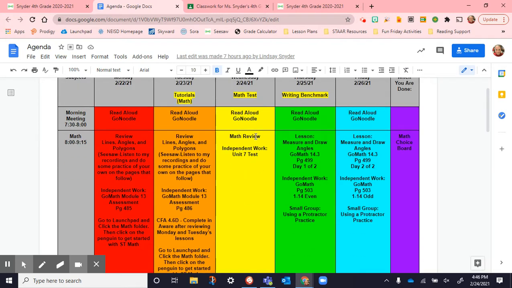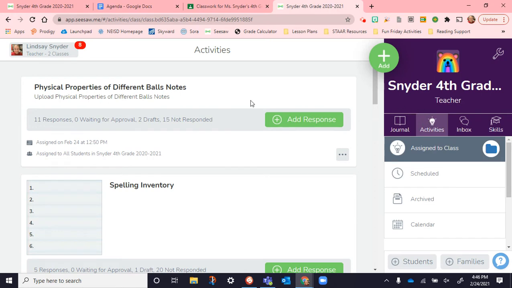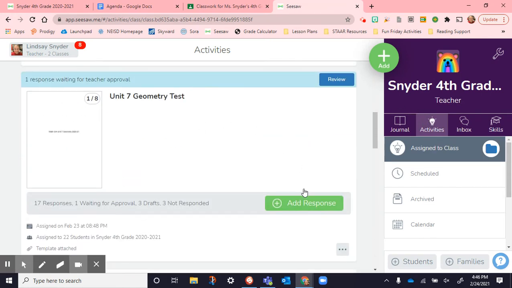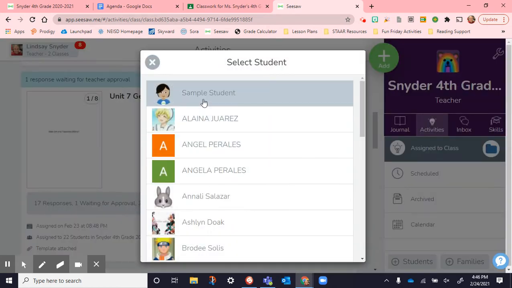After we did that, we did our test, and I put the test in Seesaw this time first for everybody to do because I wanted everybody to use the tools.